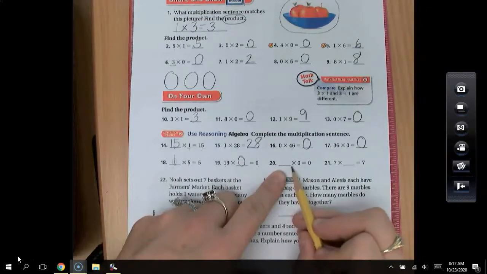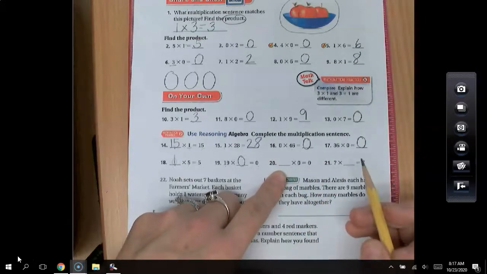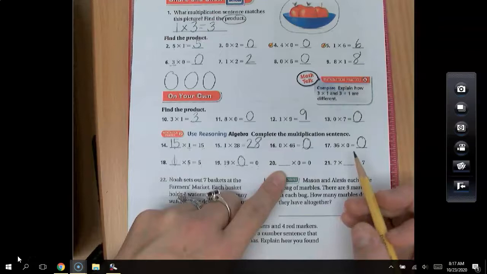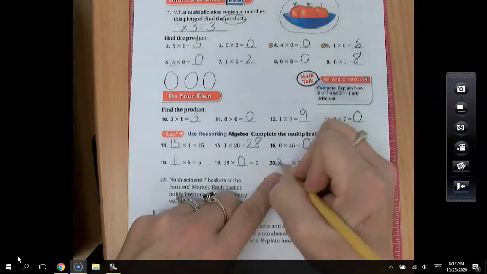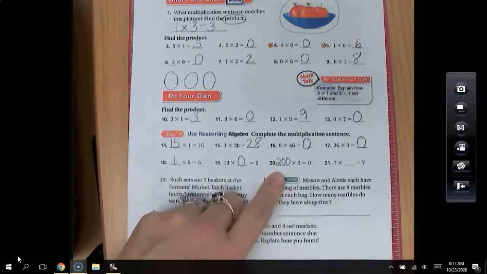What number times 0 equals 0? Guess what, boys and girls? It doesn't matter what number you put there. It doesn't matter because any number times 0 equals 0. So just for fun, I'm going to put 200. 200 times 0 equals 0. So if you put 15, you would still be correct. If you put 400, you would still be right because any number times 0 is always 0.